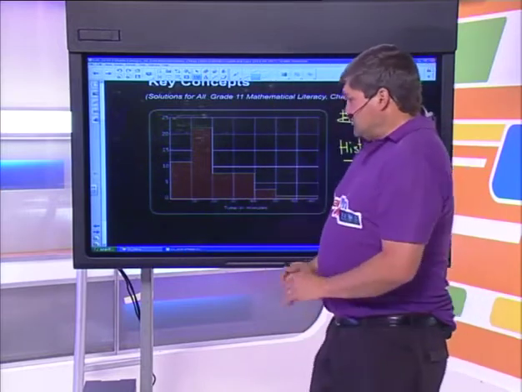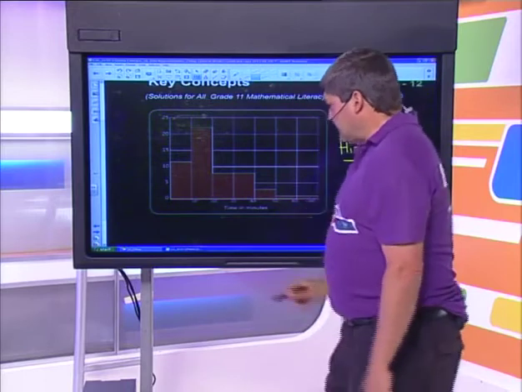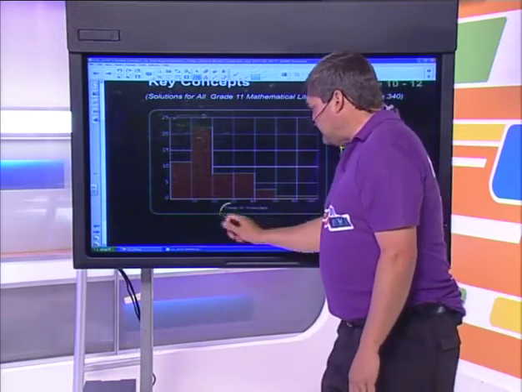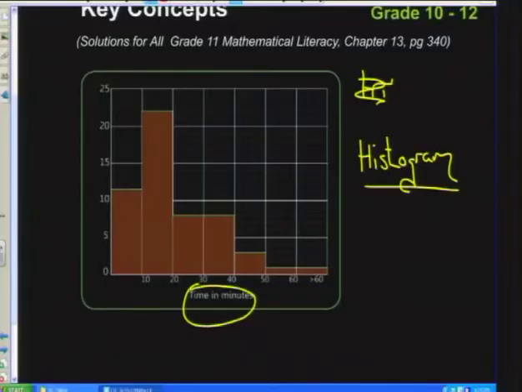In other words, if we look at the bottom here, we've got something called time in minutes. I've got from 0 to 10 minutes, from 10 to 20 minutes, from 20 to 30 minutes, from 30 to 40 minutes, 40 to 50, 50 to 60, and then this is an amount above 60 minutes. All right, so it's time.